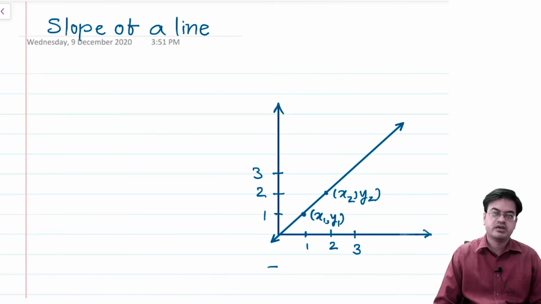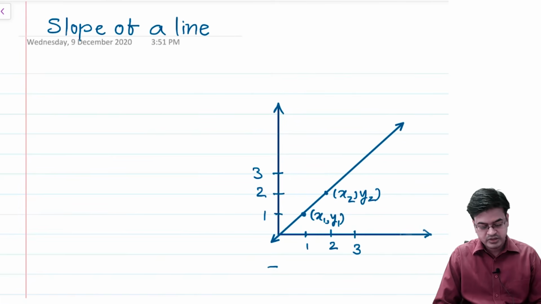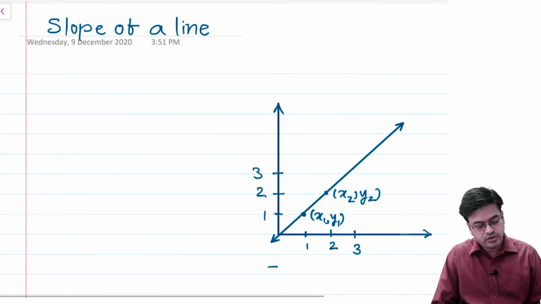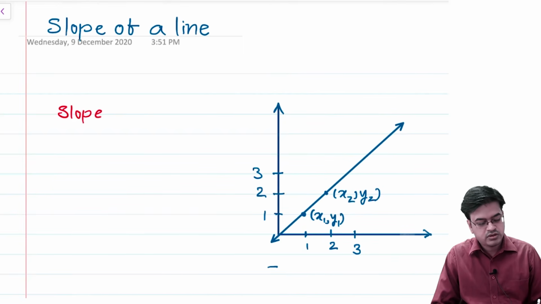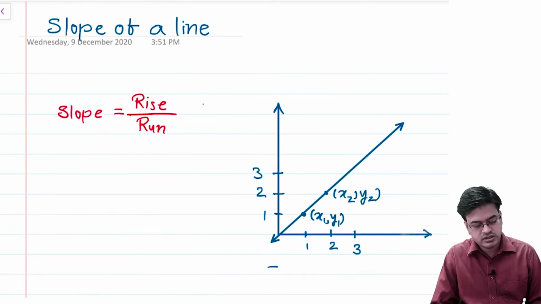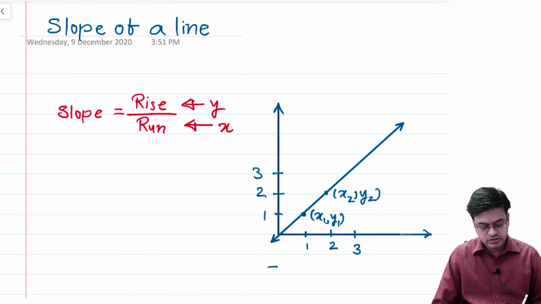You are already familiar with the slope of a line concept. In particular, if you want to talk about the slope of a line, then you will talk about slope in terms of rise by run. So rise is in the y direction, and run is in the x direction. So rise happens here and a run happens here.